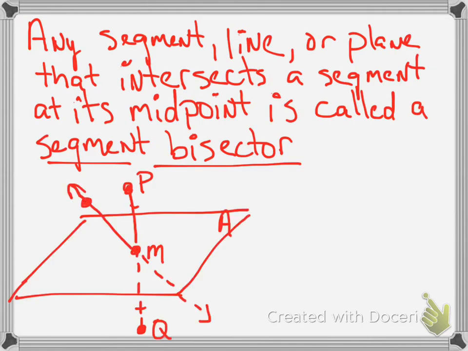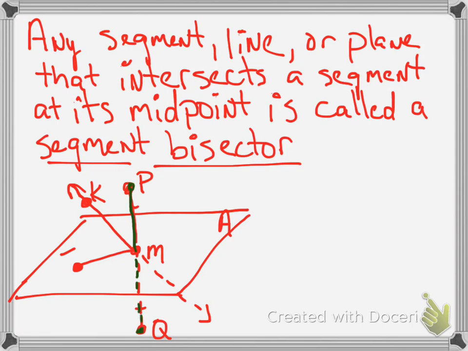Anyways, so, all right, any segment, let's see here. Let's get this drawing here. Okay, so any segment, line, or plane that intersects a segment, notice the key word there is a segment, at its midpoint is called a segment bisector. Okay, so here is this line P. Now I'm going to redo this in green so y'all can kind of see. If I look at PQ, this line right here.